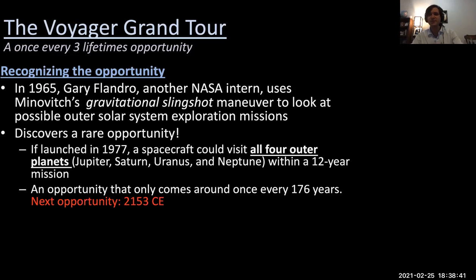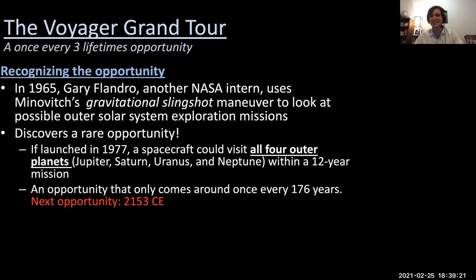And in doing so, he discovers a rare opportunity. So he's doing this in the mid to late 60s. And in 1965, he discovers this awesome solution. A very rare opportunity, a solution to the three-body problem, a celestial mechanics wonder: if you launch a rocket in 1977 with the right velocity, it has the possibility to visit all 4 outer planets, Jupiter, Saturn, Uranus, and Neptune, all within a 12-year mission timeline.